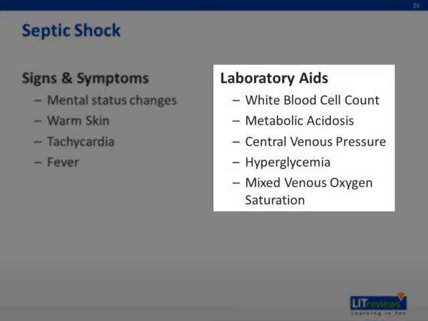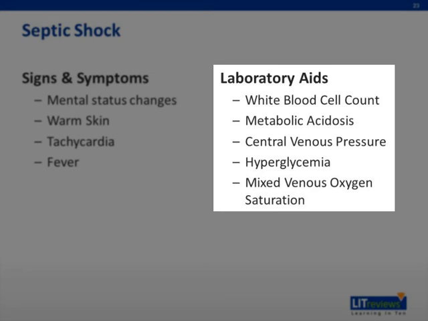Laboratory aids will also demonstrate either an increased or even decreased white blood cell count, which can be seen in severe shock. A lactic acidosis can often be present, and/or a decreased central venous pressure due to decreased preload to the heart due to the vasodilation.